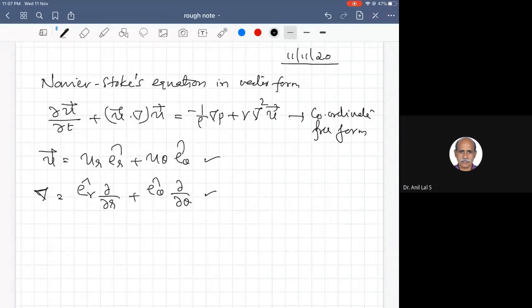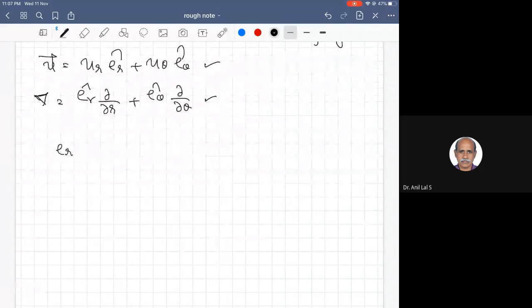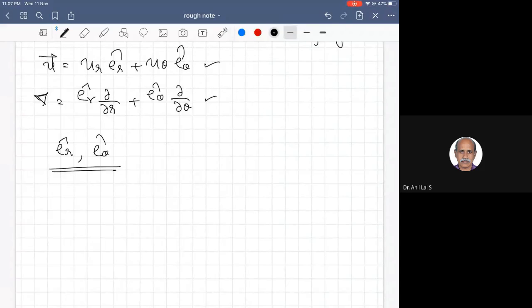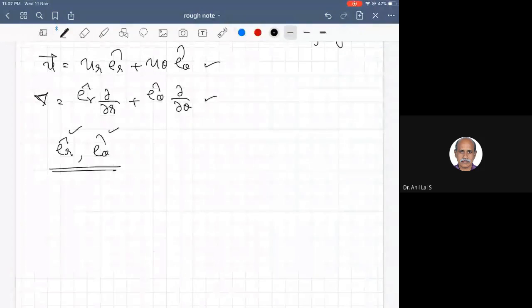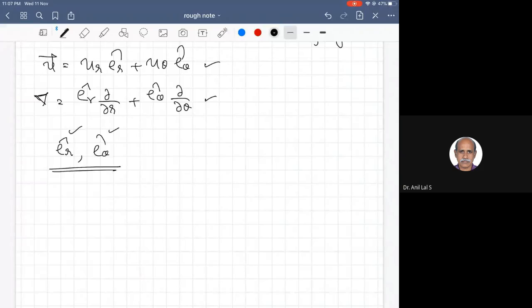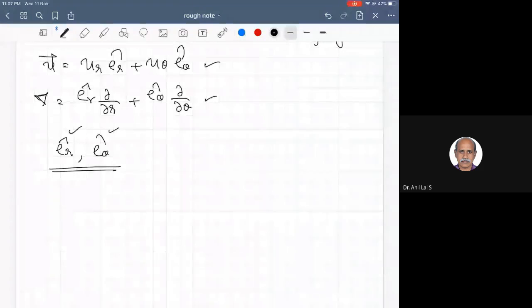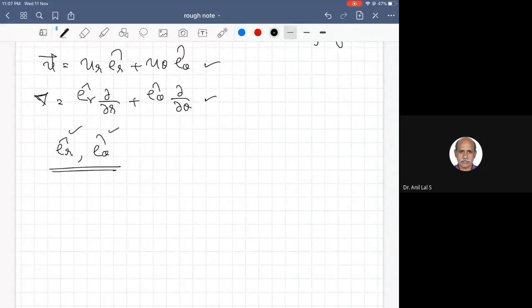Basically, these extra terms arise due to the variation of er and e theta vectors in the tangential direction. In space, er and e theta vary, not like i and j. The i and j vectors are the same if drawn at any location, so spatially, i and j are not varying. Whereas if you look at er and e theta, we will see that there is variation when you are drawing these unit vectors at different angular positions.